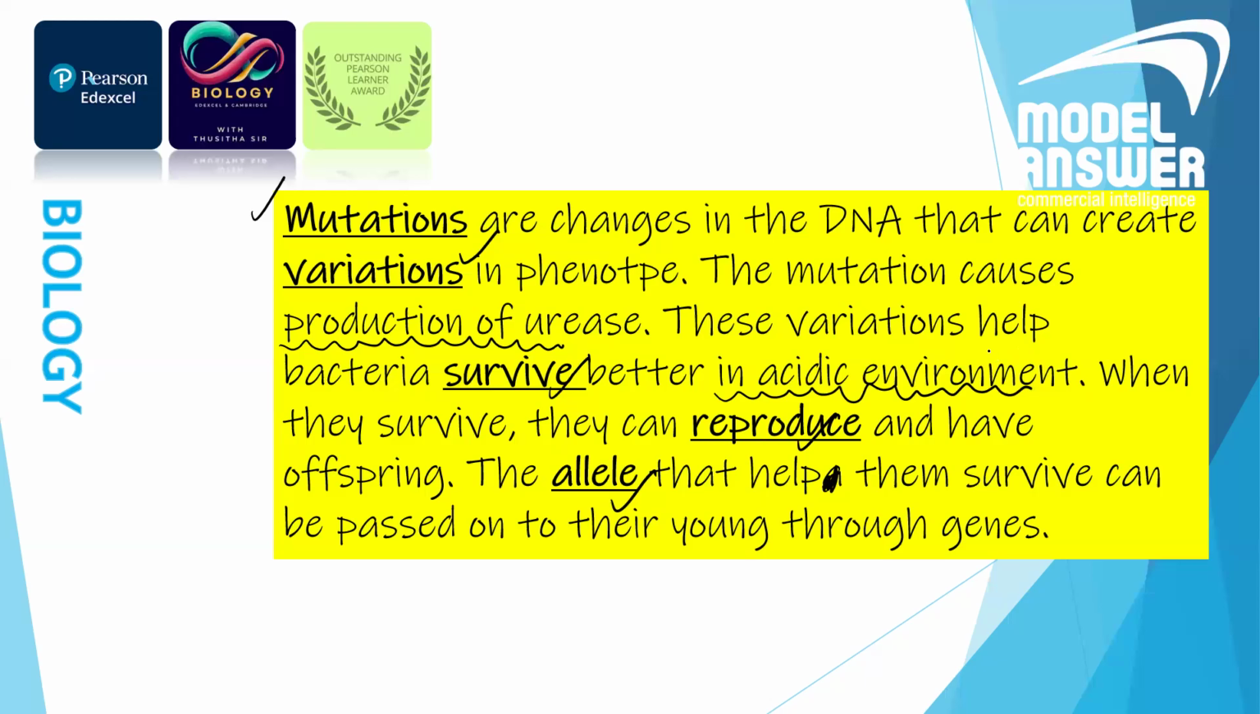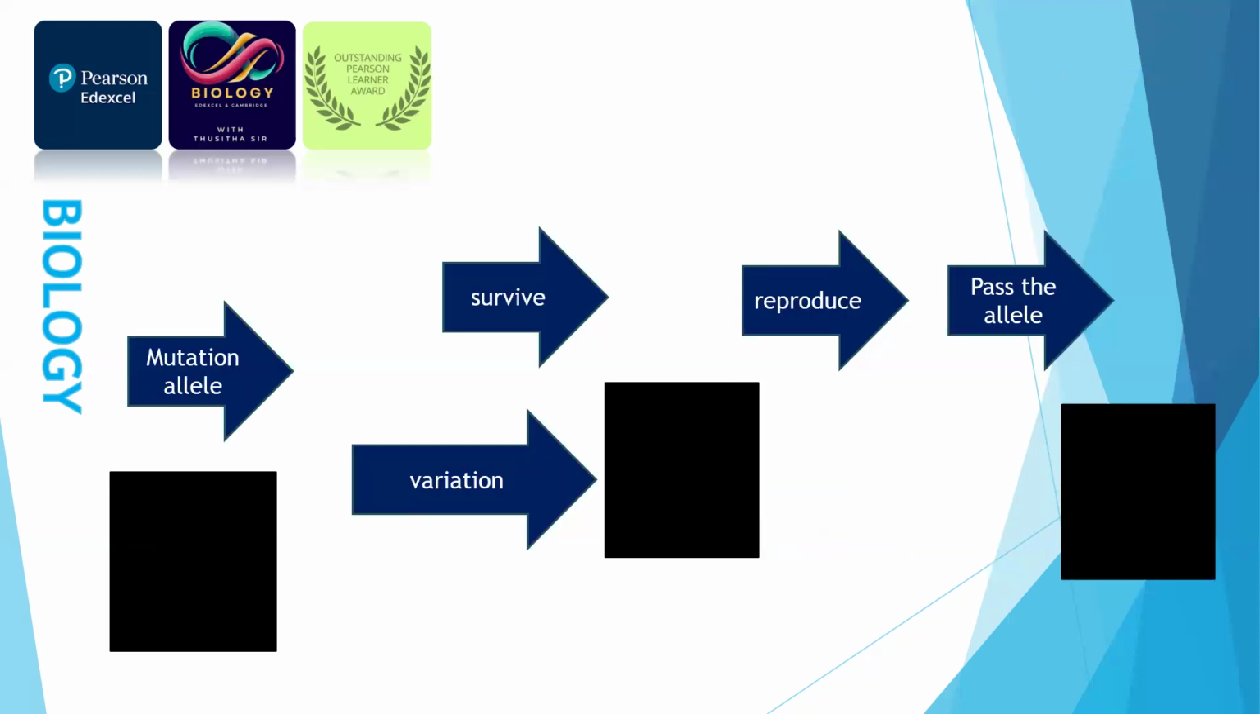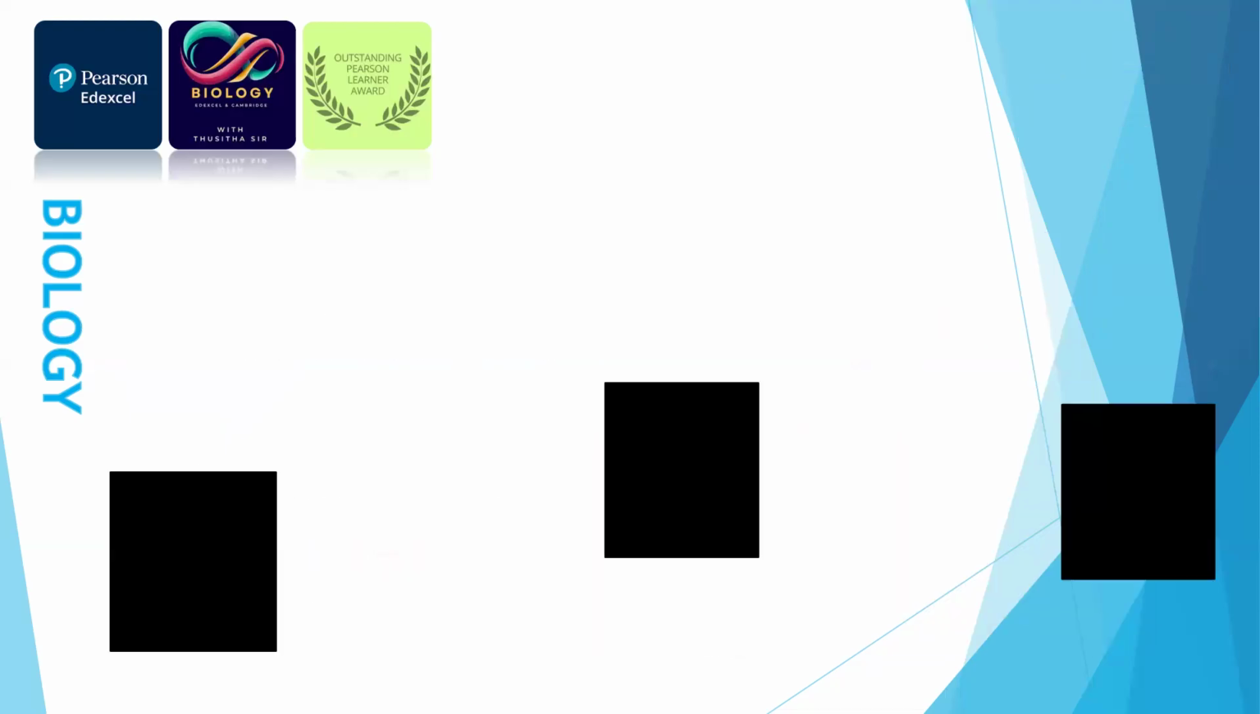Sir, is this for the theory of evolution question? Yes, this question, right? Use the theory of evolution by natural selection to explain how H. pylori bacteria can have evolved to produce urease. Yeah, okay.